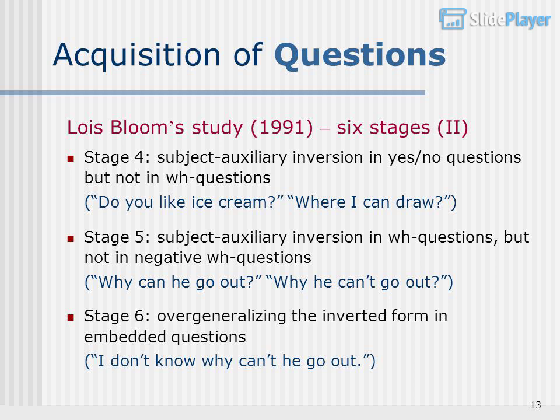Why can he go out? Why he can't go out? Stage 6: overgeneralizing the inverted form in embedded questions. I don't know, why can't he go out?